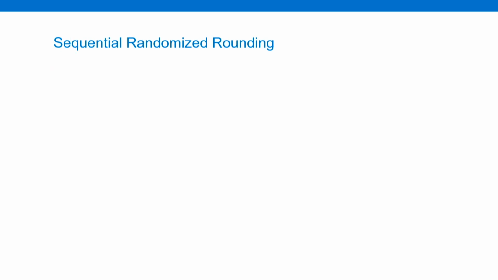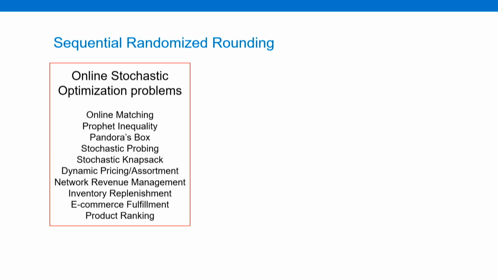So what I'm going to talk about in this tutorial is what I call sequential randomized rounding for online algorithms. The difference here is we're focusing now on online stochastic optimization problems where you don't know the entire input of the discrete optimization problem in advance. You have to make decisions on the fly, and you're given the correct probability distributions of future uncertainties.